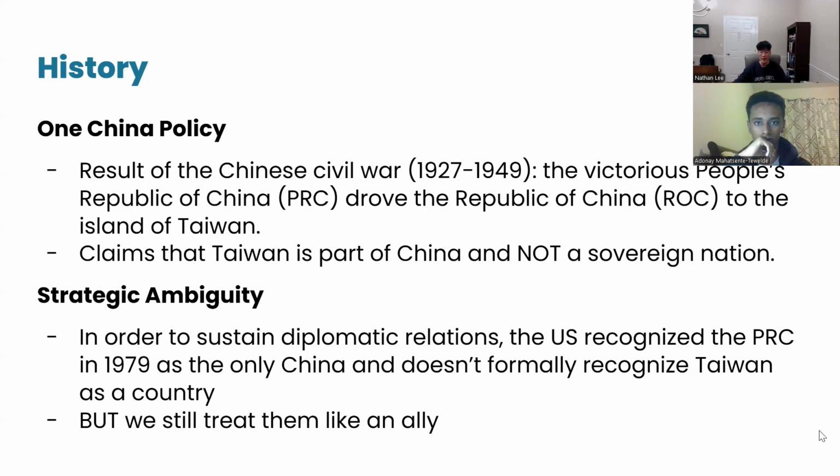And tying into that, the US acknowledges this One China policy and states that on paper, Taiwan is not a country. That's the only way the US can sustain diplomatic relations with China without angering them.